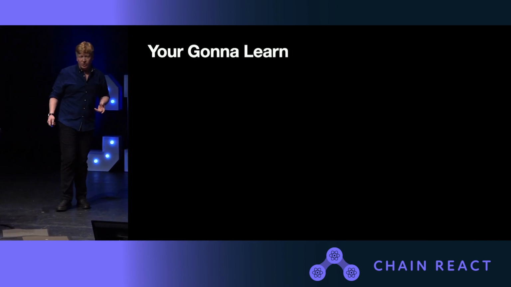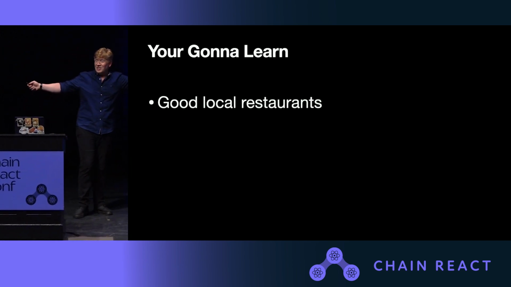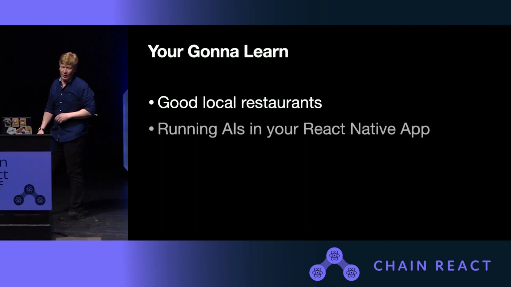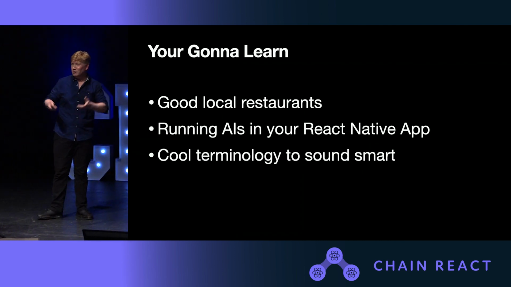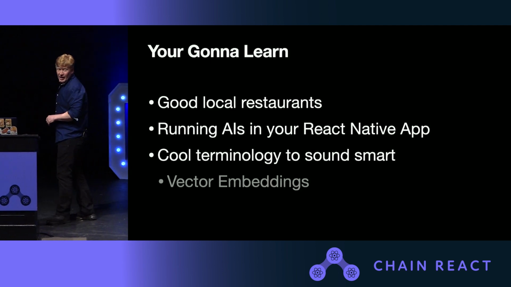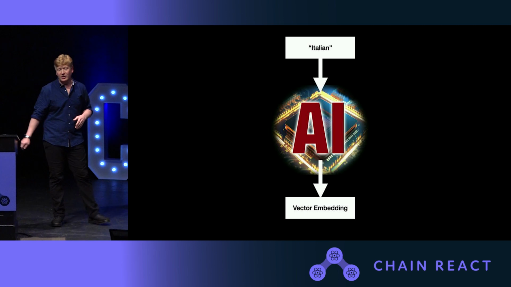Okay, so in this we're gonna learn some good local restaurants like Gabbiano's, how to run AI in your React Native app, and some cool terminology so you can sound smart if you're out at Gabbiano's eating your pizza. And the first cool term is vector embeddings.